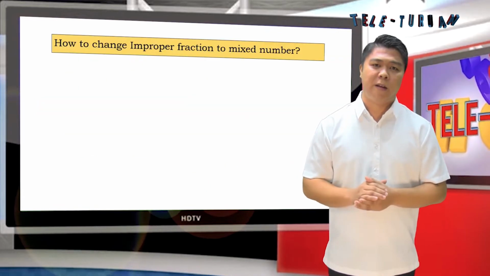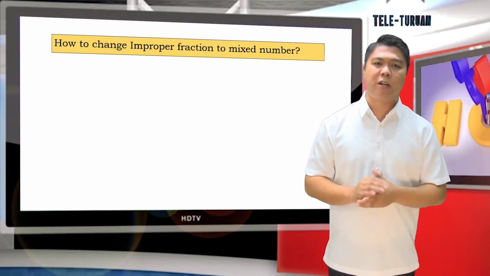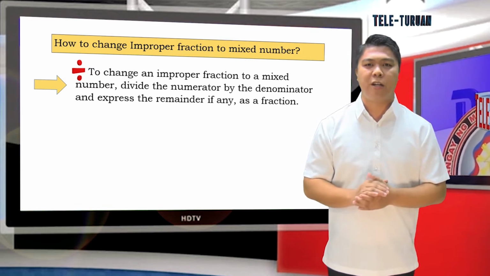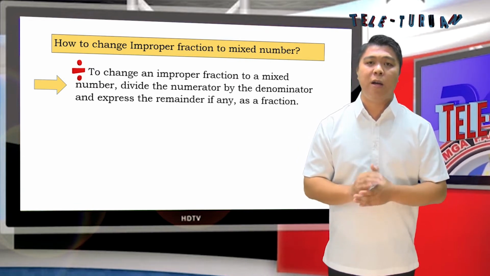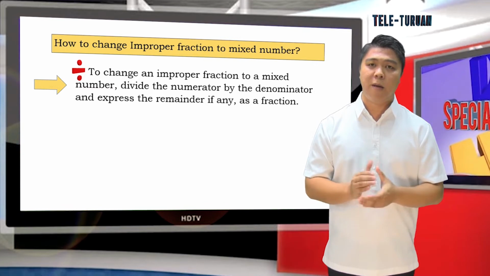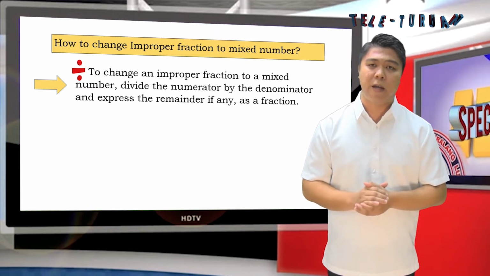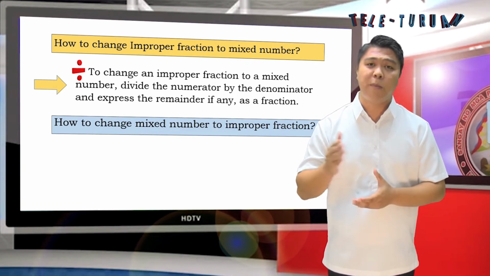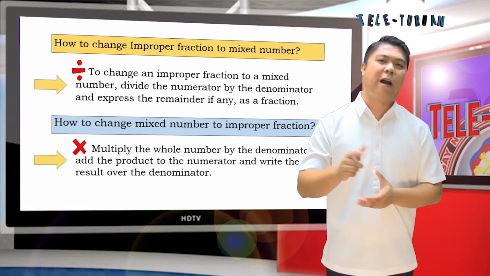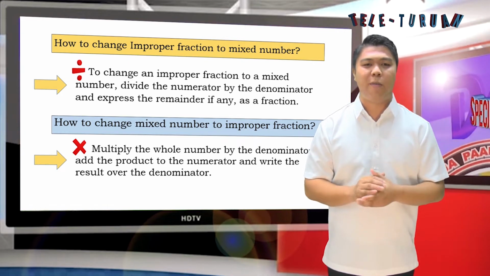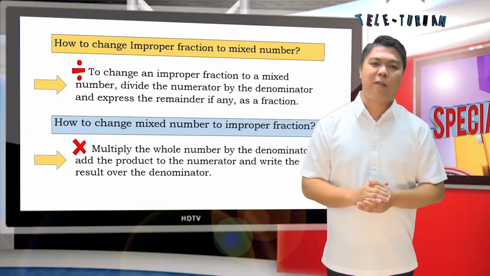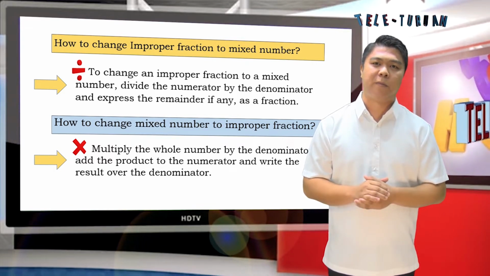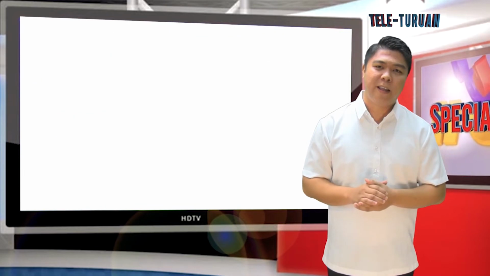You are doing great. Again, how to change an improper fraction to mixed number? Very good. To change an improper fraction to a mixed number, divide the numerator by the denominator and express the remainder, if any, as a fraction. How to change mixed number to an improper fraction? You are right. Multiply the whole number by the denominator, add the product to the numerator, and write the result over the denominator. I think you are ready.